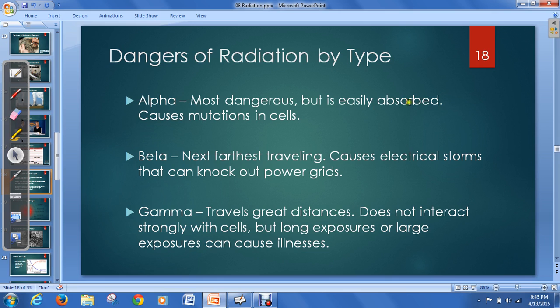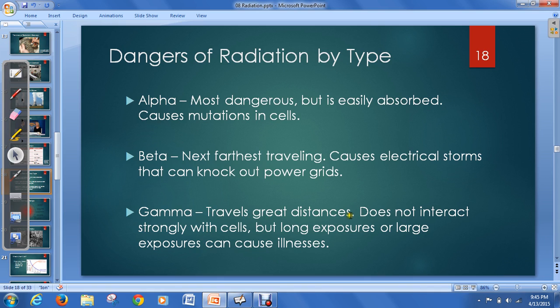Okay, so it's usually not a problem. It's easily blocked or shielded. Okay, beta particles are the next farthest traveling. They can cause electrical storms and can knock out power grids sometimes even, but again, generally speaking, not very dangerous. This gamma radiation is the one we usually focus on when we talk about REMS.